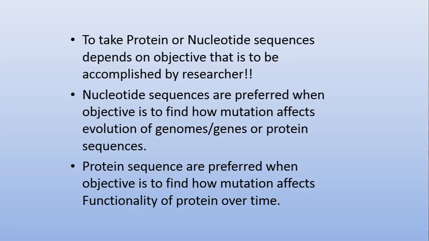Now, whether to consider protein sequence or nucleotide sequence in your evolutionary analysis is usually context dependent. It depends on the objective set by the researcher. It is advised that you use the nucleotide sequence when the objective is to find out how mutations affect the evolution of genes or genomes. On the other hand, if your objective is to find out how these mutations affect the functionality of protein over time, then you are supposed to select the protein sequences in your evolutionary analysis or phylogenetic analysis. So I hope I have answered the question as to when to select what kind of sequences.